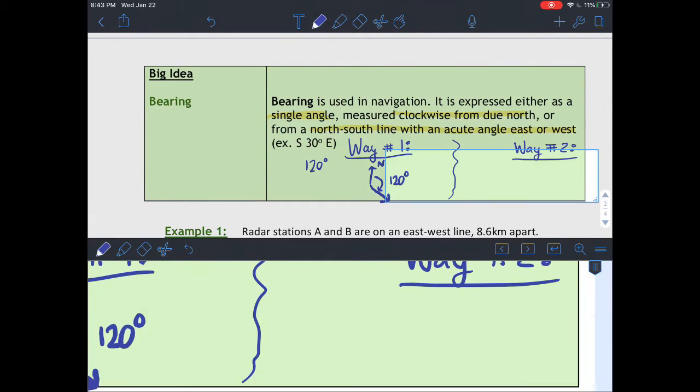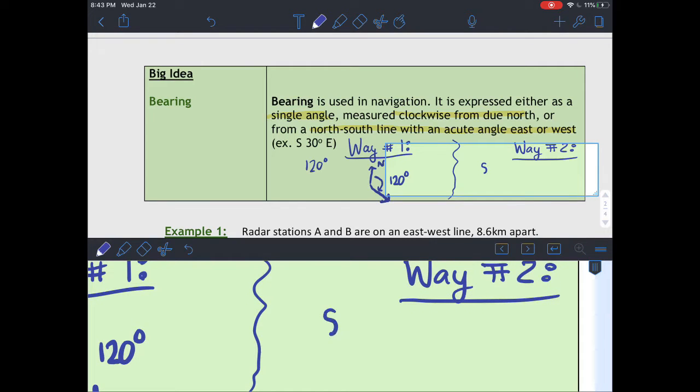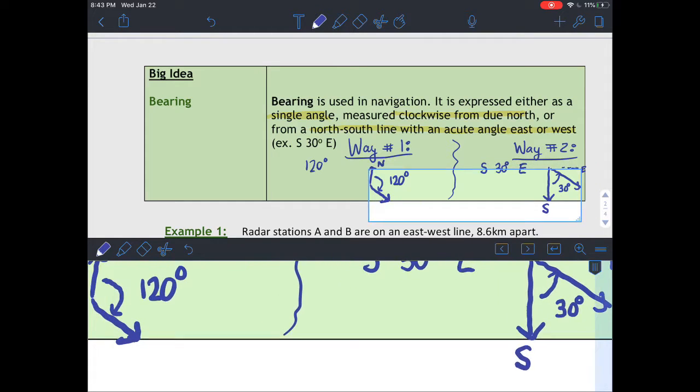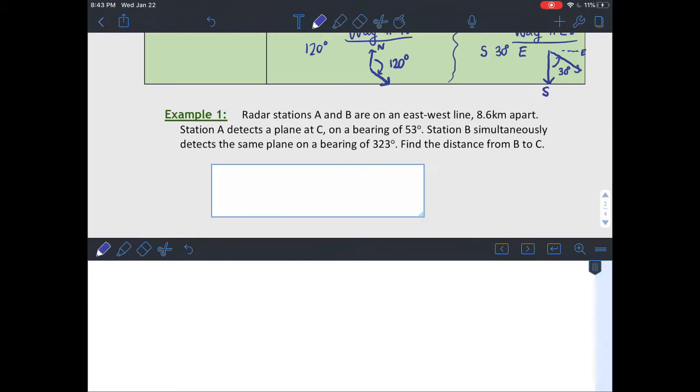Way number two, say you've got south 30 degrees east. You would have a line going directly south, and then from that south pointing line, you'd go to the right, because that's our easterly direction, 30 degrees up, and that would be your bearing for that second expression. So the key is going to be to draw good pictures.